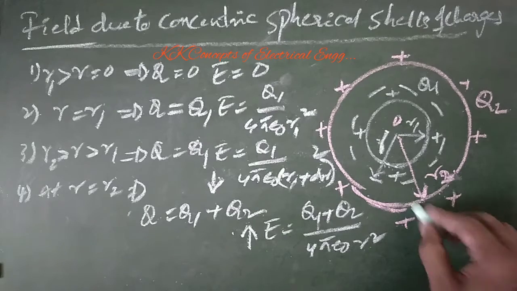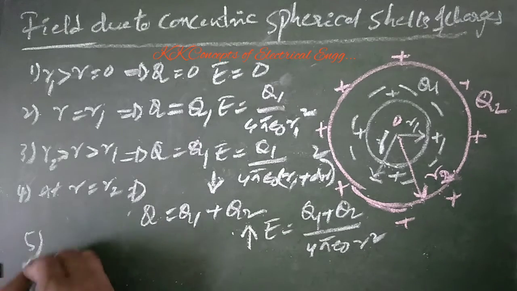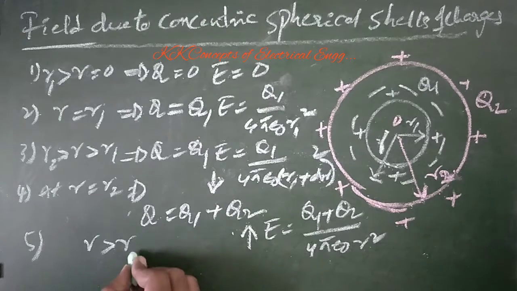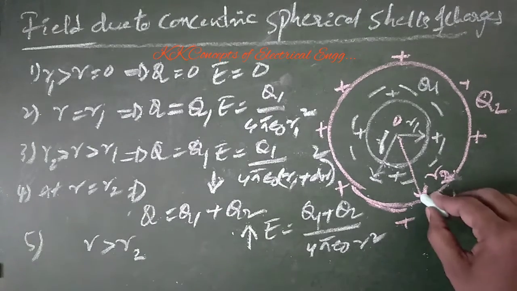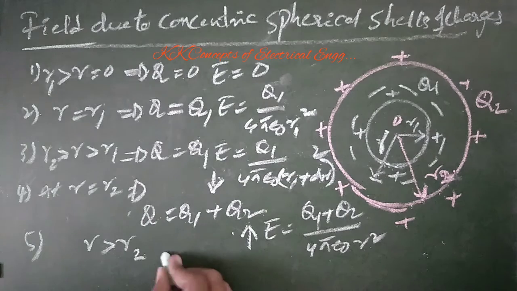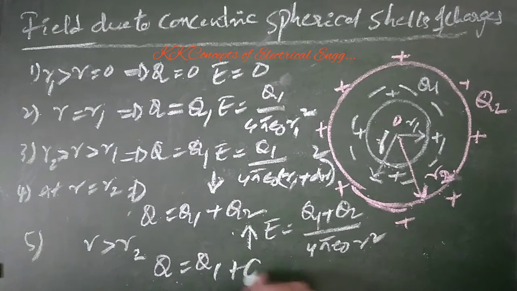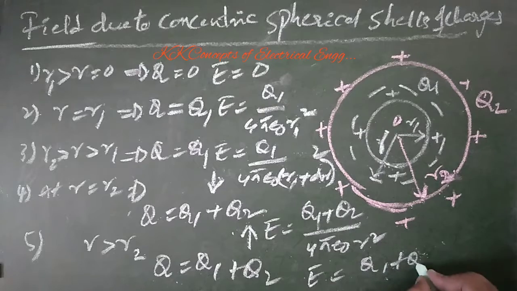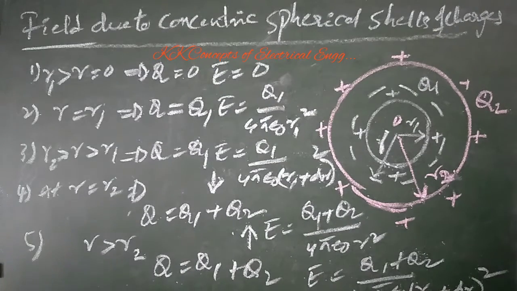So when you move away from this, in the fifth case, that r is greater than r2, away from the outer shell, q remains constant, that is q equals q1 plus q2, then E equals q1 plus q2 divided by 4 pi epsilon naught (r plus dr) whole square. This is r2, this is also r2. So as the denominator increases, the value decreases.